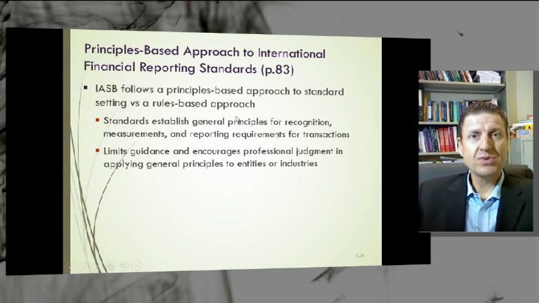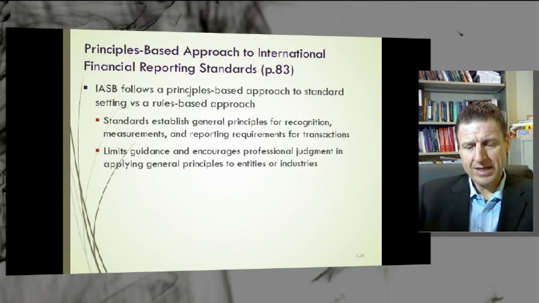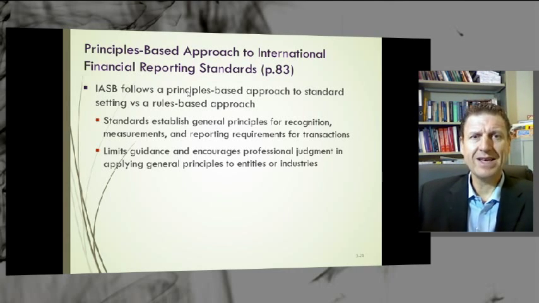So let's have a look at the principles-based approach to international financial reporting standards. And I think this is a big takeaway from chapter 3. We really haven't looked at this in the last 20 years of saying, okay, let's all agree on the principles of accounting standards, rather than a lot of focus was on let's try and get the same standards in place, even though we may have different practices. But now we've gone back to a principles-based approach with the IFRS. Now, the International Accounting Standards Board follows a principles-based approach to standard setting versus a rules-based approach. What does that mean? Well, standards establish general principles for recognition, measurement, and reporting requirements for transactions.